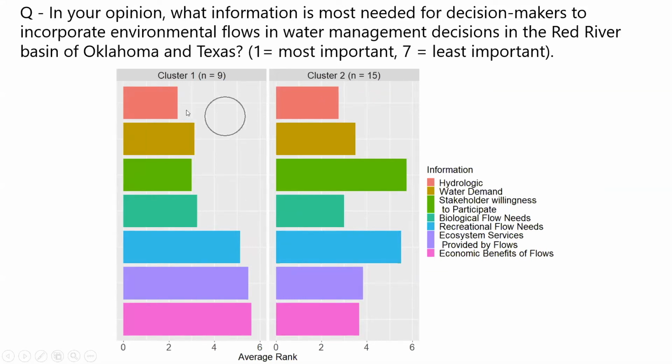Both groups thought that hydrologic data was pretty important along with water demand, although there are some differences between the groups here. Cluster 1 thought stakeholder willingness to participate was pretty important, and cluster 2 not so much. Another important difference here is economic benefits of flows. This second cluster, as well as ecosystem services, thought that those two might be more important than the first cluster here.